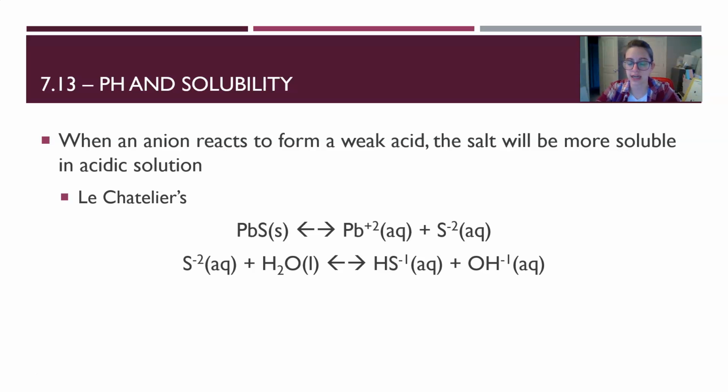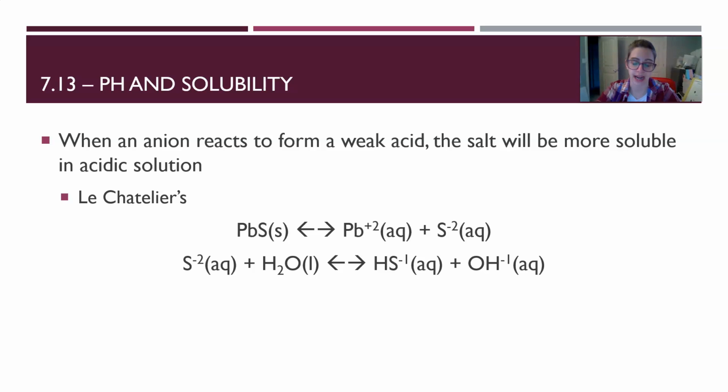You can see this in two steps here. If we think about our PbS, our lead(II) sulfide, breaking apart into its ions, and then the anion specifically reacting with water to steal a hydrogen, we're left with our conjugate acid and hydroxide. When you add acid, that acid is going to react with the hydroxide.